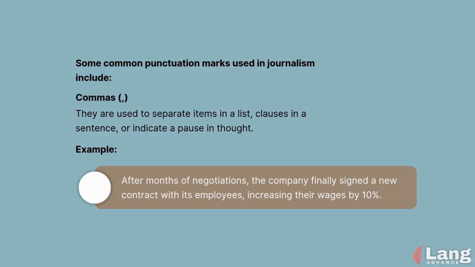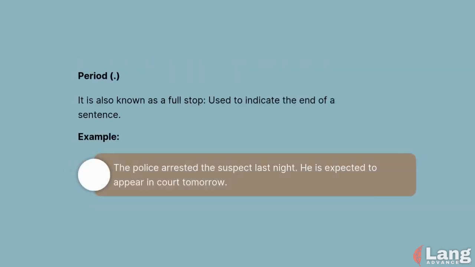Example: After months of negotiations, the company finally signed a new contract with its employees, increasing their wages by 10%. Period. It is also known as a full stop, used to indicate the end of a sentence. Example: the police arrested the suspect last night. Full stop. He is expected to appear in court tomorrow. Full stop.